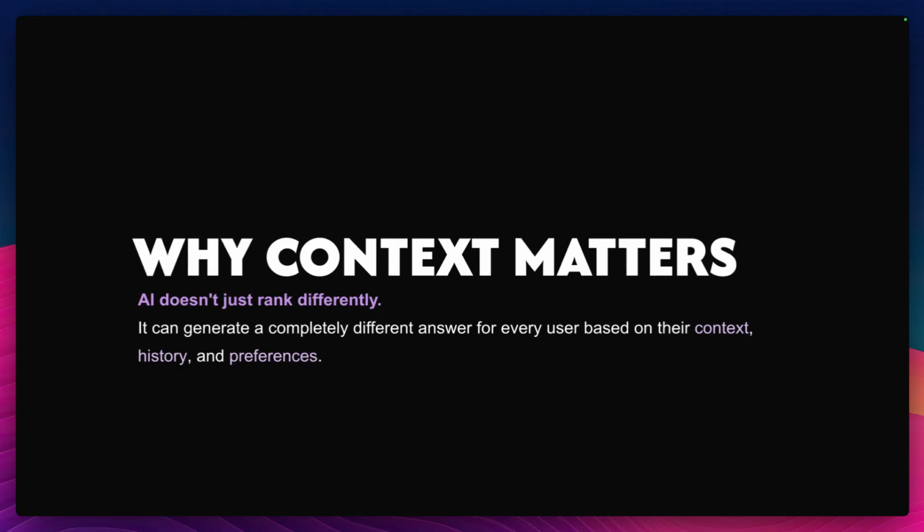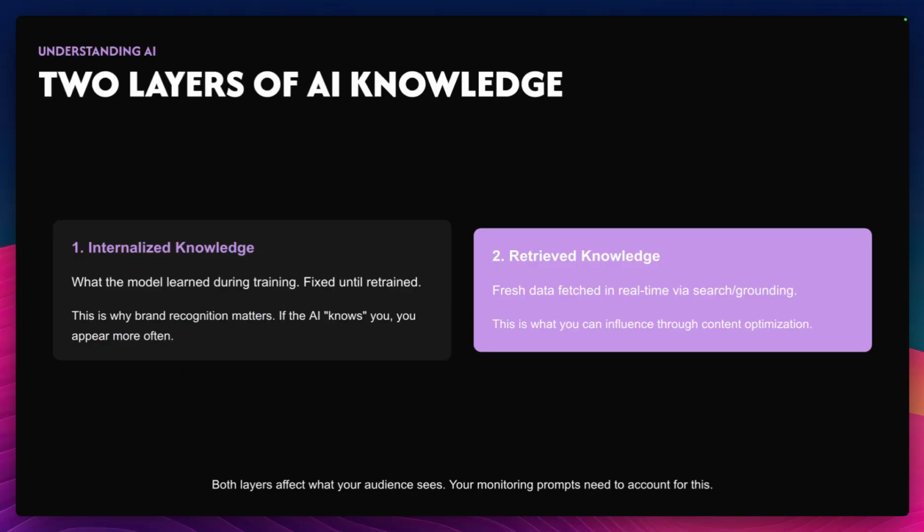And that's why context matters, because AI just doesn't rank differently. It's generating a completely different answer based on context, history, and the user preferences.